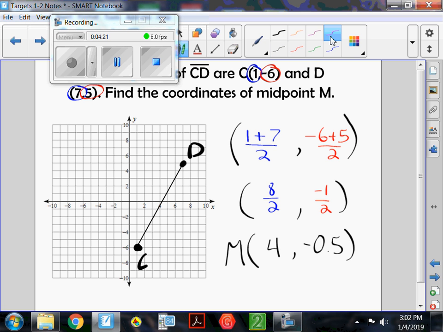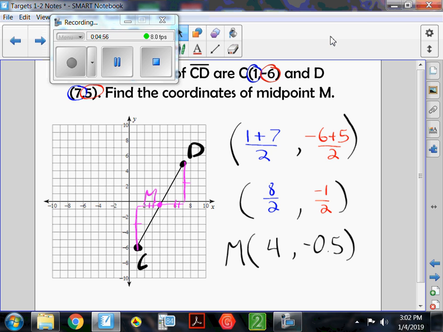And if I look at that on a graph, 4, -0.5, it does look like it's in the middle. And actually I can do a little bit more than just say it looks like it's in the middle. I could count over and say that from this point right here, the midpoint, I could go over 3 units and up 5.5. I could also go over 3 units the other direction and down 5.5. And all those distances would be the same. So I know that M is in the middle.